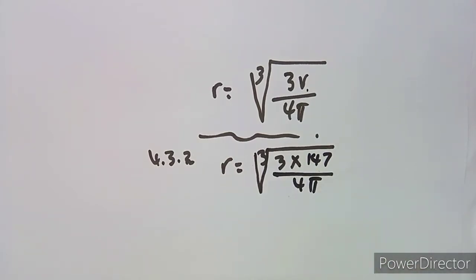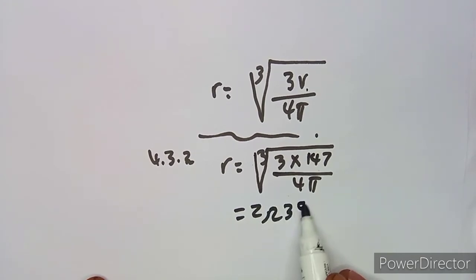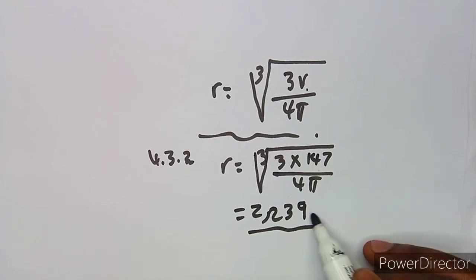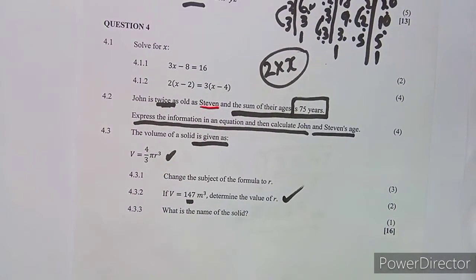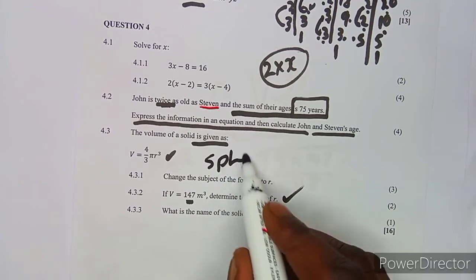All right, so using your calculator, guys, you're going to obtain something like, let me just write it down so that it can be much proper. This is 2.239, if you round off. So these are in meters. Is it meters or centimeters? Yeah, that's meters. All right, then what is the name of the solid? Like I said, this is a sphere.